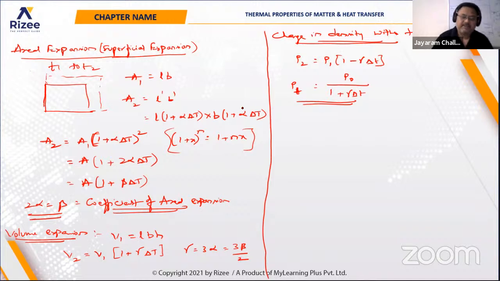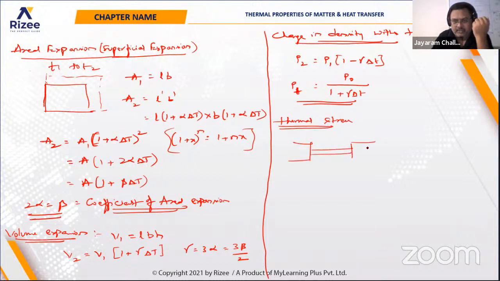Now, in different applications, you can use this coefficient of linear expansion. For example, thermal stress. Suppose a rod is fixed between two rigid supports. Now we are raising the temperature from T1 degrees centigrade to T2 degrees centigrade. There is not enough space for the rod to expand, so it will apply force on these fixed supports.